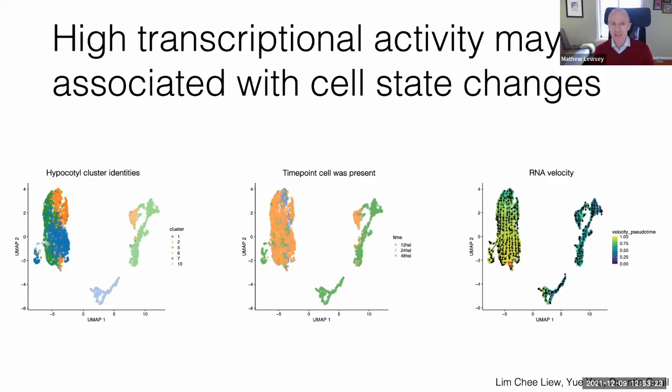And the next thing that we need to do with this is start to understand how that might be controlled. So can we start to pull out the transcription factors that control movement of transcription along this path?